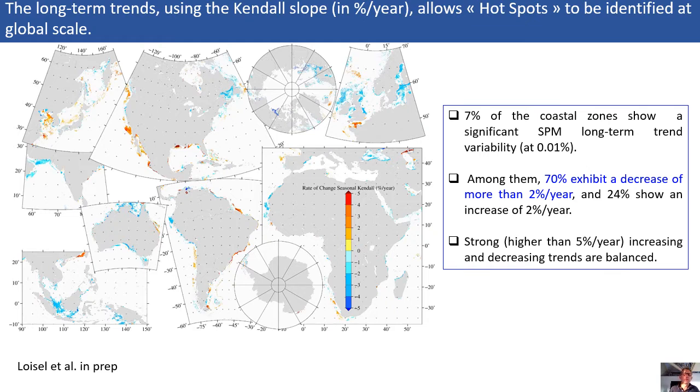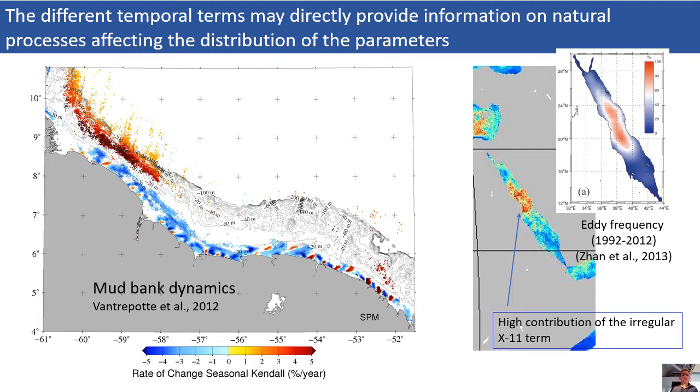This figure is the global trend of suspended particulate matter over 10 years, showing that 7% of the global coastal zone shows a significant SPM long-term trend. Among them, 70% exhibit a decrease, more than 2% per year, but strong increasing and decreasing trends are balanced. So the different terms may directly provide information on natural processes affecting the distribution of the parameter.